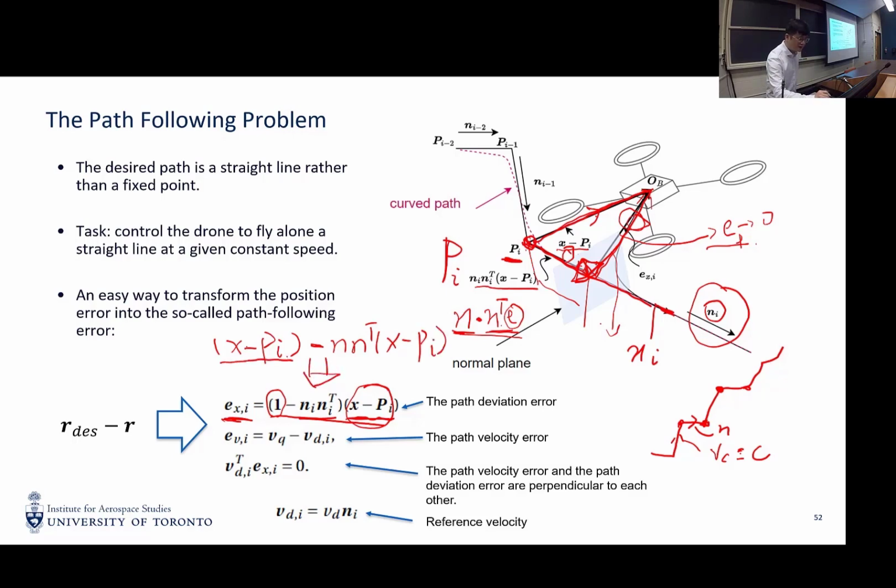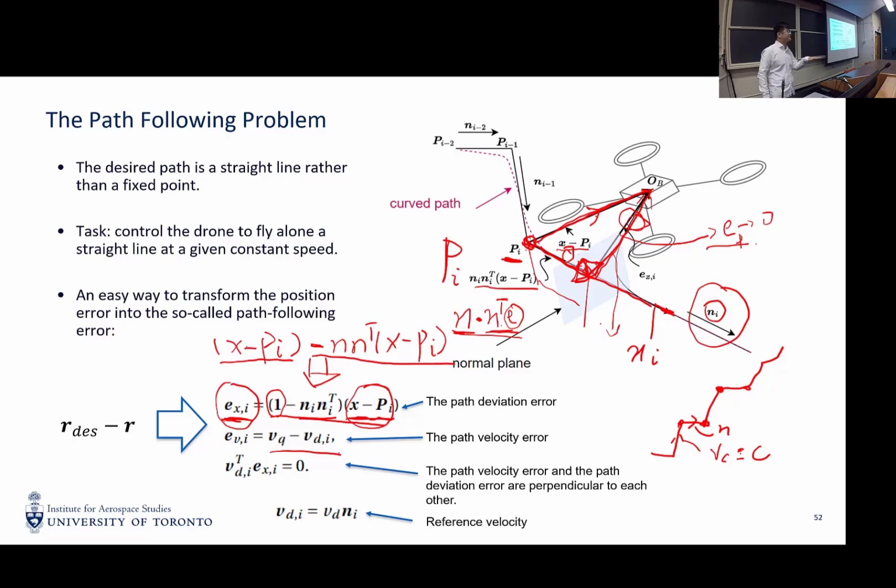So this is our complete path error, and because we do not care about where the drone is on the path, we subtract the projection of the error onto the path and remove that part. We get the remaining part, which only contains the perpendicular component. Now the controller is clear: we want the perpendicular component to converge to 0 as time goes to infinity. Any questions?